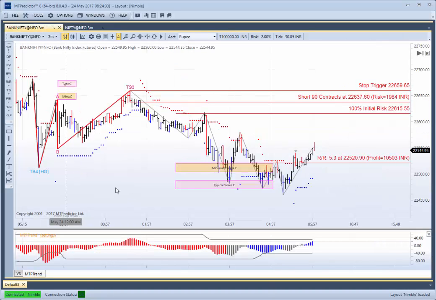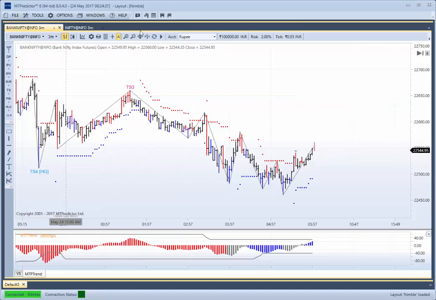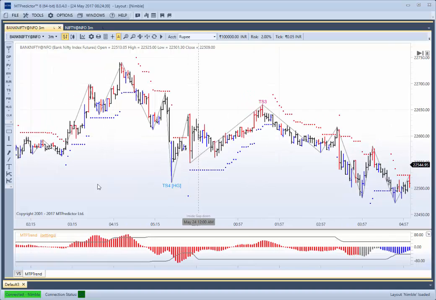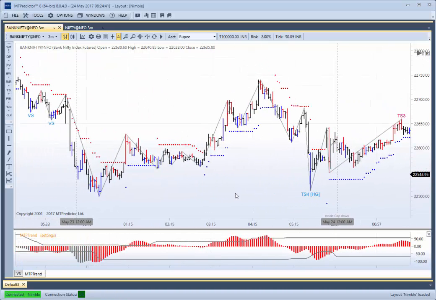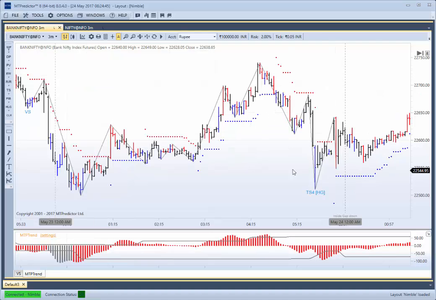But of course, good days like this don't happen all the time, so it's always important to look at losing trades and losing days. If we go back to the previous day on the BankNifty, you can see it was actually quiet. There weren't really any trades at all. There was one TS4 buy setup here, but that was pretty close to the end of the day, so you wouldn't have considered that. So a very quiet day on the BankNifty.